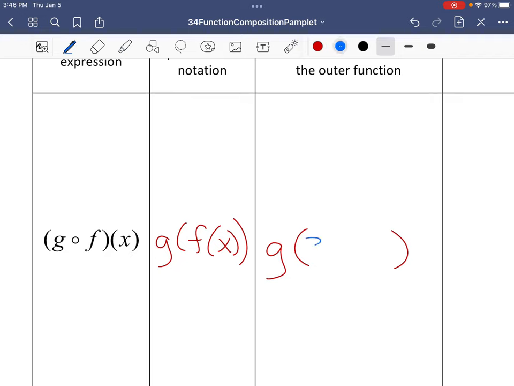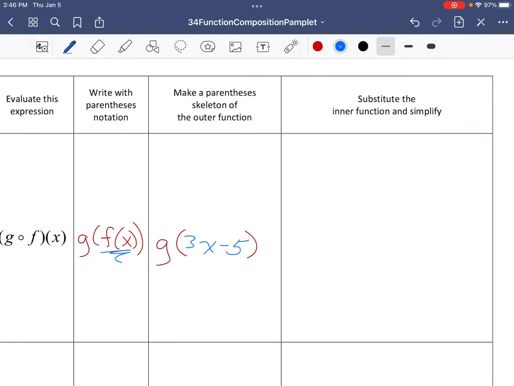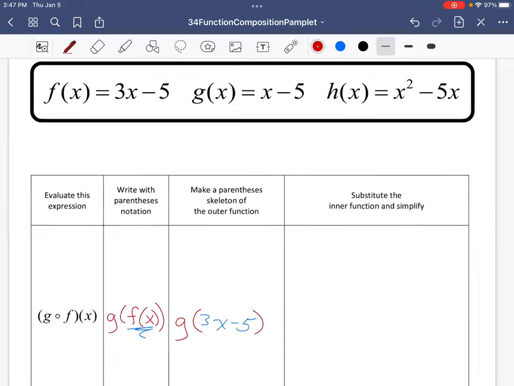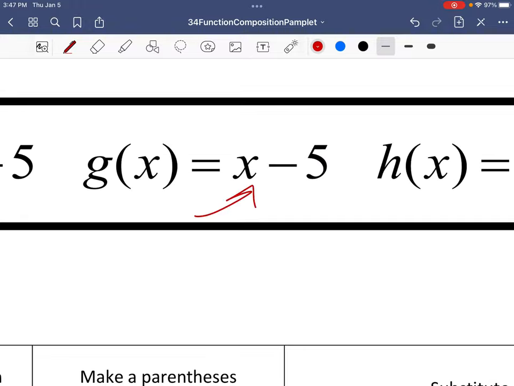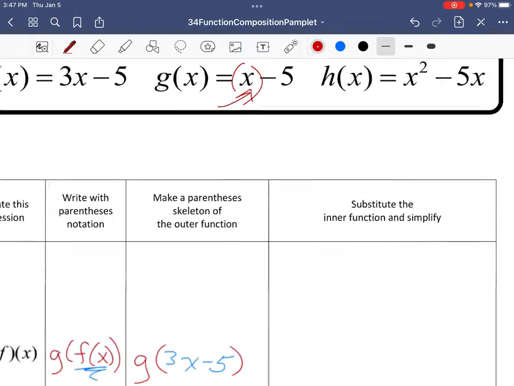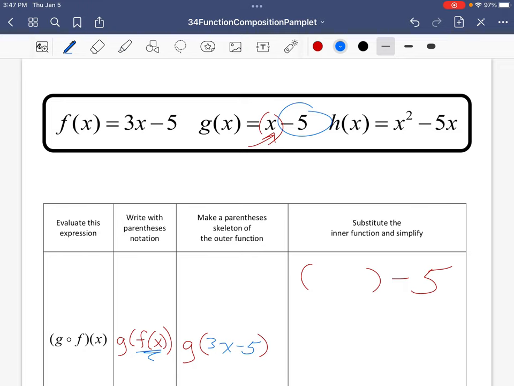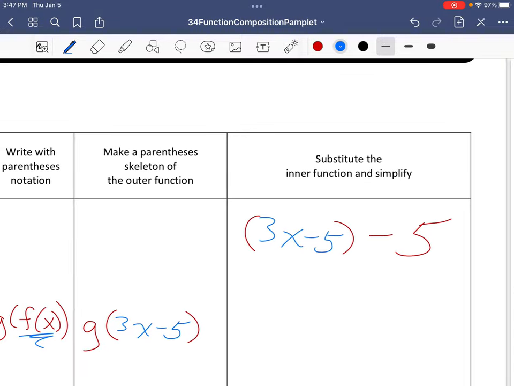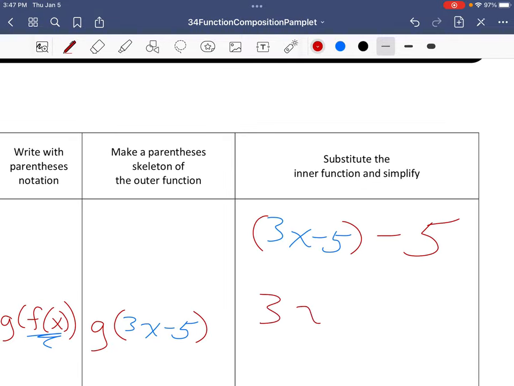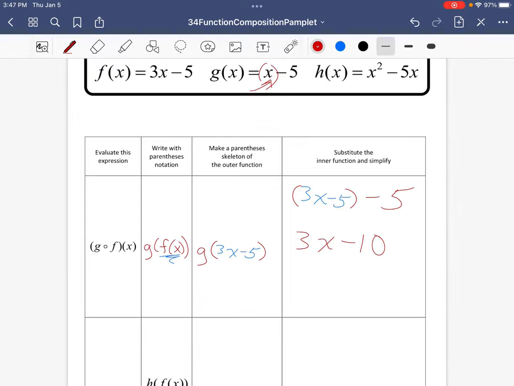g of f of x, with f of x on the inside. f of x is the same as 3x minus 5. That means I'm going to substitute 3x minus 5 into the g function. Now be careful, the g function's kind of simple. The only place to substitute is right there. I'm going to make sure I don't lose track of the rest of the equation. The rest of the equation is this minus 5. But nonetheless, I'm putting 3x minus 5 in there. Those parentheses don't really matter this time, but it does simplify to be 3x minus 10.